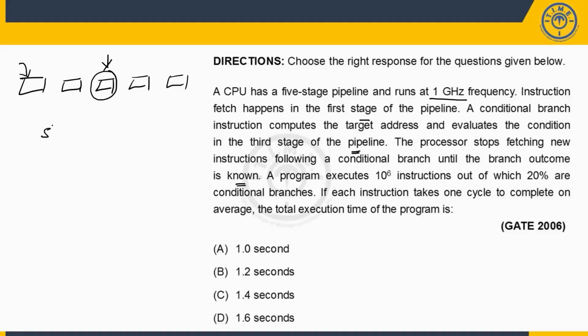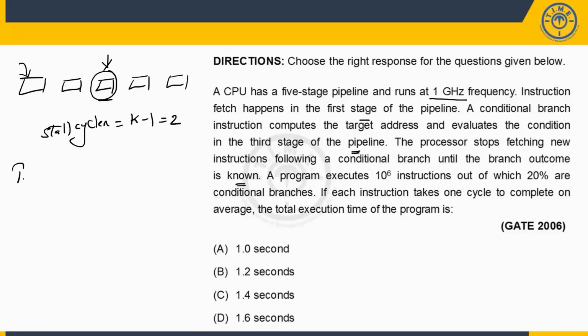So what will be the stall cycles here? Stall cycles is always equal to k minus 1. What is the k number here? k is 3, so that is equal to 2. Stall cycles is equal to 2. Is that clear? Yes or no? Clear, sir.